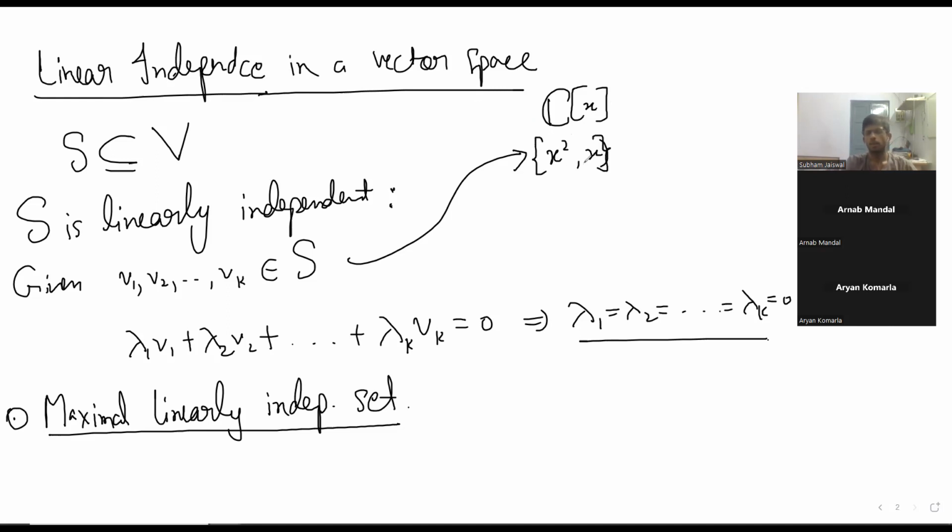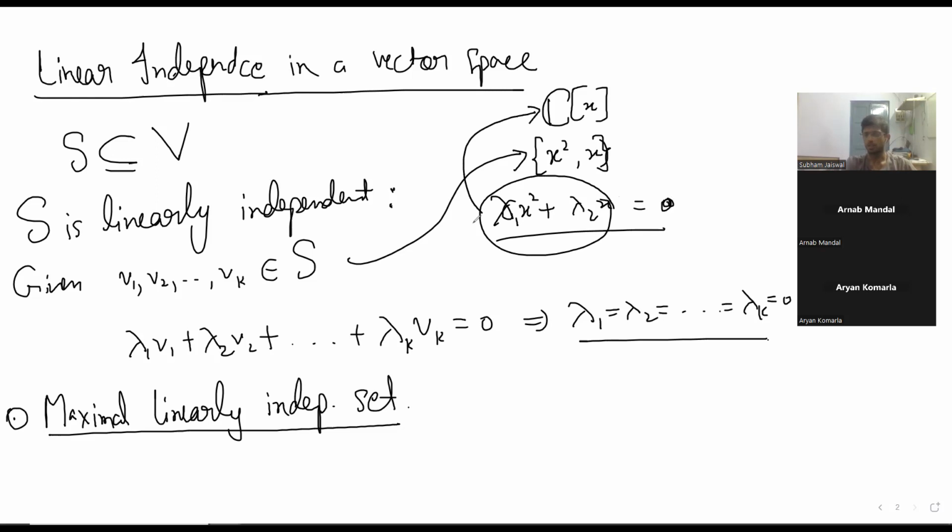This set will be linearly independent because actually that's the definition of polynomial, right? Anyway, anything you want. So if you take lambda 1 x squared plus lambda 2 x, and this is equal to 0, this being equal to 0 means it is the 0 polynomial itself. So 0 polynomial means that all coefficients must be 0.